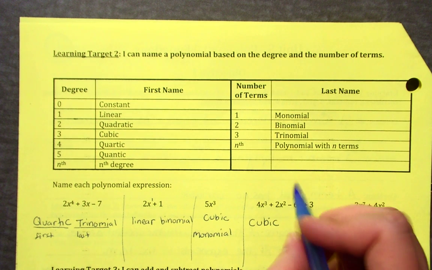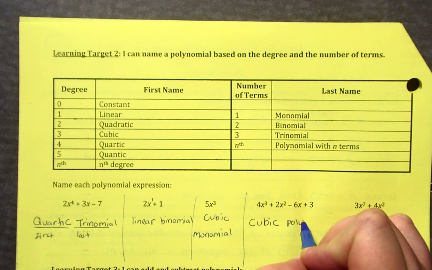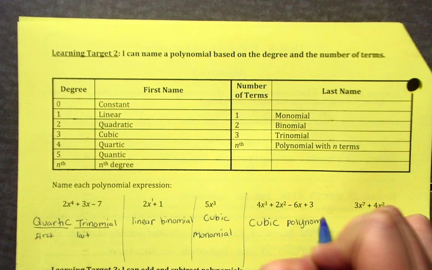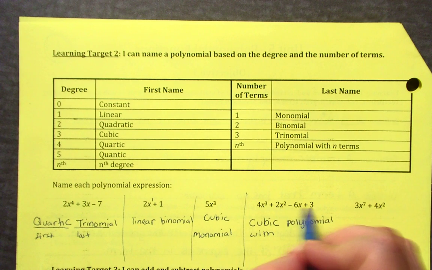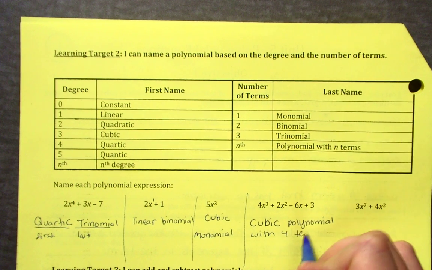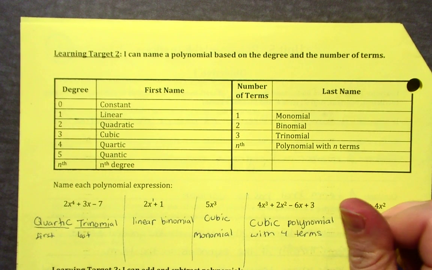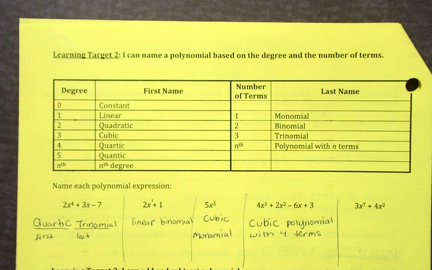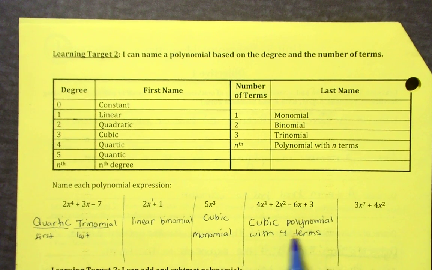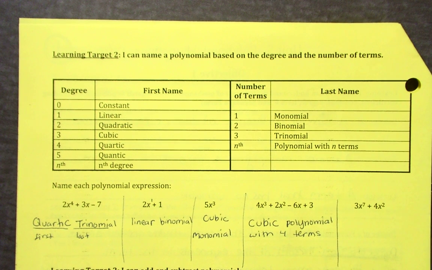This is a cubic polynomial with 1, 2, 3, 4 terms. There's not a special name for that. There's only a special name for if there's 1, 2, or 3 terms. If there's 4, like here, we just say polynomial with 4 terms.